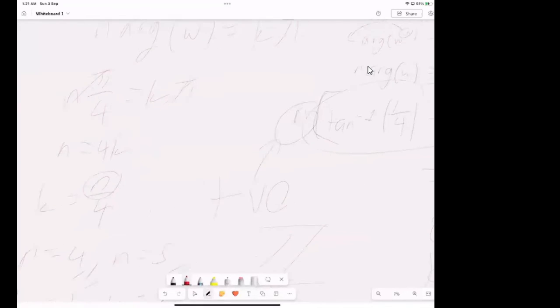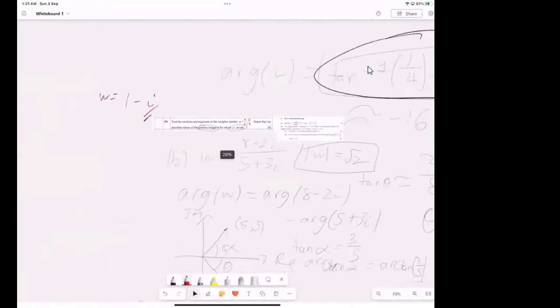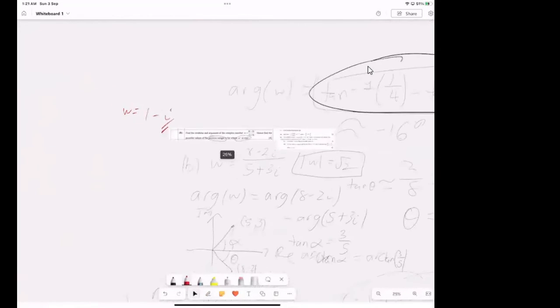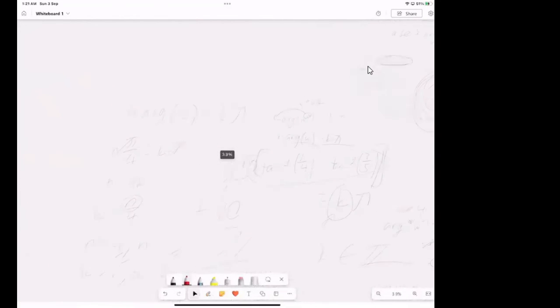So how many values do they want? Do they want the smallest value or possible values? Okay, since they want possible values, n equals 4, n equals 8, n equals 12. So what you can do is let n equal 4b, where b is a positive integer, because you cannot have a negative integer. So n equals 4b, and b is an element of the positive integers, so done.